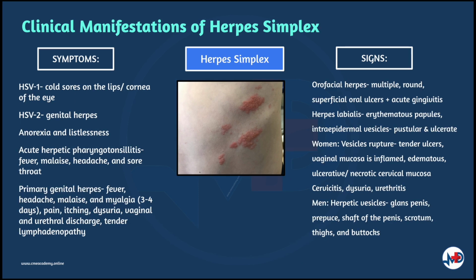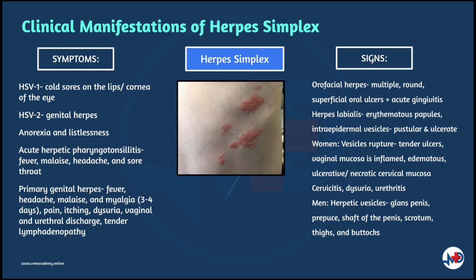Moving on to the symptoms of herpes simplex infections, patients infected with herpes simplex 1 may complain of cold sores on the lips, which may be painful with a burning and tingling sensation, or of the cornea of the eyes, whereas those infected with herpes simplex virus 2 will come in with genital herpes.